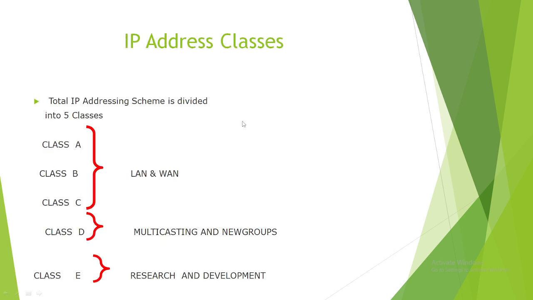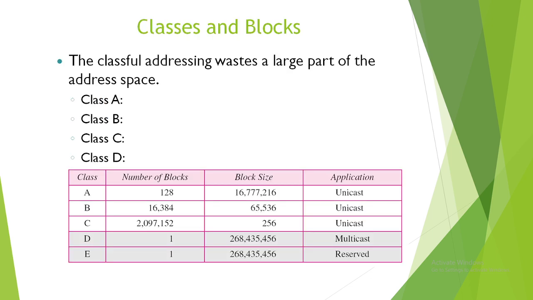The IP addressing scheme is divided into 5 classes: Class A, Class B, Class C, Class D, and Class E. These three classes A, B, and C are used for LANs and WANs. Class D is used for multicasting and network groups. Class E is for research and development. These are the classes and blocks we are using.